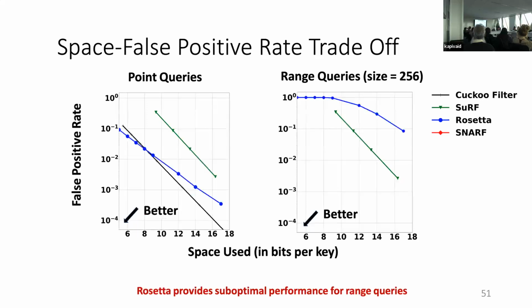Now, if you look at Rosetta, Rosetta actually performs quite similar to cuckoo filters, but its performance for range queries is quite bad, and it's worse than even SuRF. And this is because it's converting these range queries into multiple point queries, which is not a good technique for large range queries.